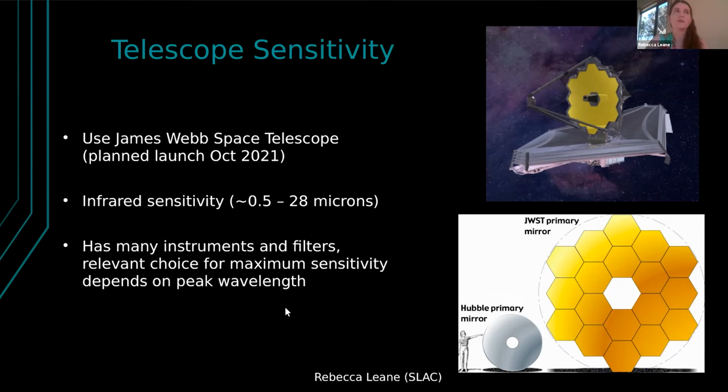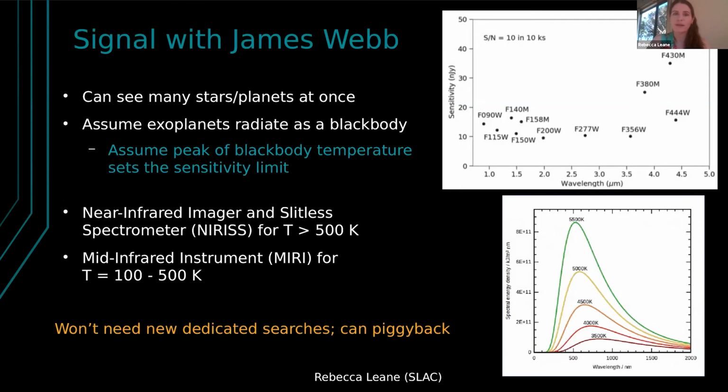And when you want to think about how detectable a signal is, the relevant choice for what instrument or what filter you use will depend on the peak wavelength. First of all, I should also note the great thing with James Webb is it can see many planets or stars at once. So we don't have to do a dedicated search for a lot of these planets. We can piggyback on other things that are looking in, for example, the galactic center region, and try and get a lot of information all at once.